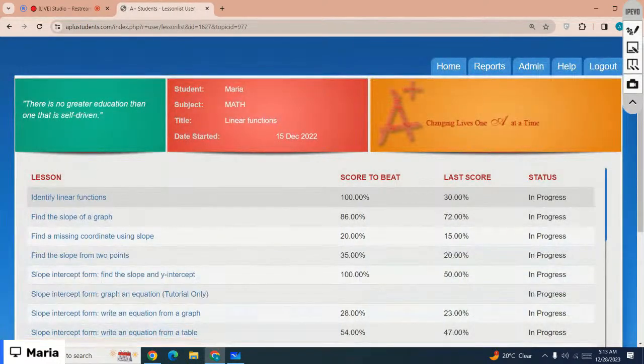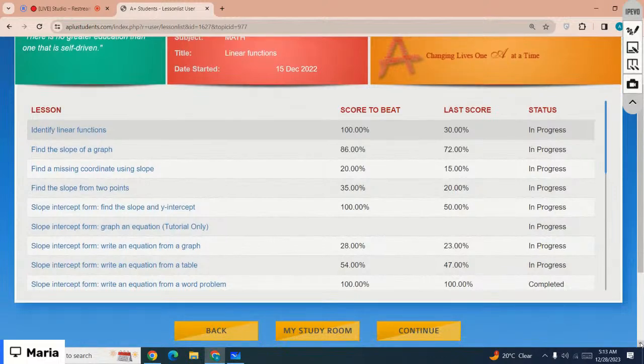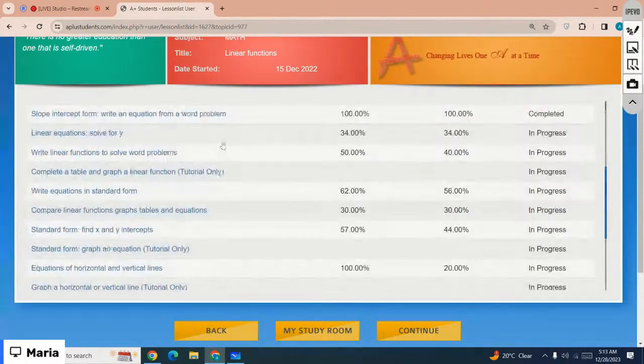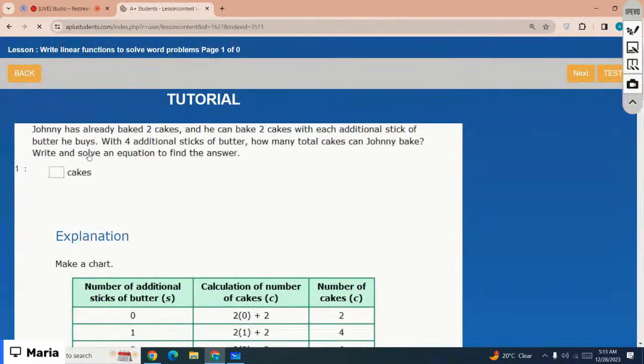So the next lesson is write a linear equation to solve word problems. Okay, let's just start with the lesson. So you are given the word problems. You have to write down the equation first, and then you have to solve, right? How do you write an equation from the word problems? You have to make a table and then you can write down the equation.